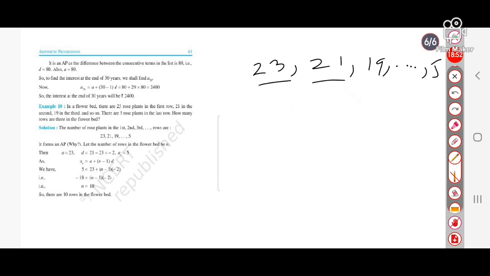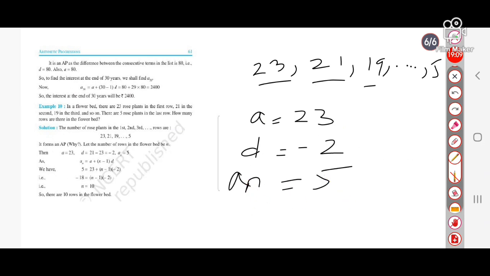This is A1, A2, A3, and the last one we need to find. A equal to 23. D is 21 minus 23, so minus 2. A2 minus A1, right? So an is equal to 5. The last value is 5. We need to find the value of n. Merely substitute that in the formula. An equal to a plus n minus 1 into d. In that formula, if you substitute, we get the n value to be 10. So there are 10 rows in the flower bed is the answer.